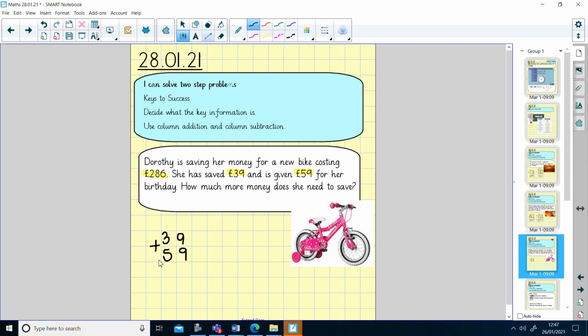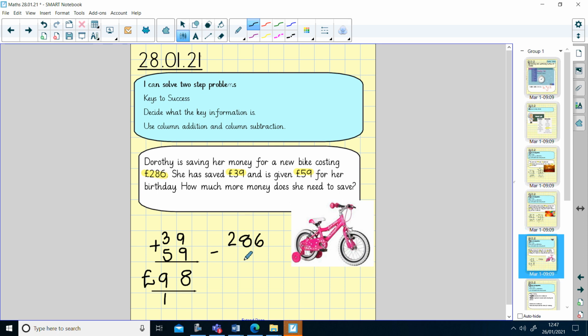So £39 add £59. I'm going to use my column addition. 9 add 9 is 18, so I'm exchanging there. 3 add 5 add 1 is 9, so 98. So far Dorothy has got £98. She needs £286. So we're going to work out the difference to find out how much more Dorothy needs.